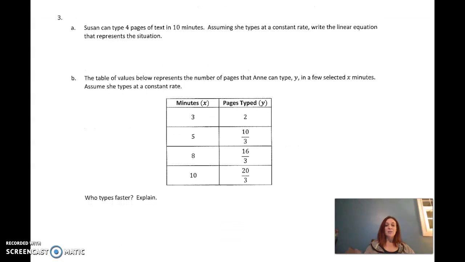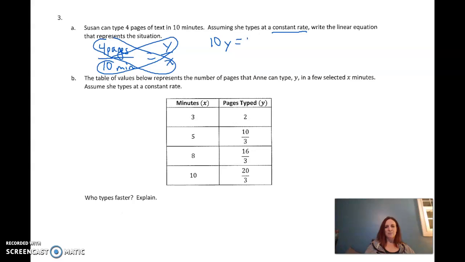All right, so Susan can type 4 pages of text in 10 minutes. Assuming she can type at that constant rate, that's important. Write a linear equation. Well, if we're writing linear equations, that's y over x. And remember, I'm going to put time on the bottom. So I want to go 4 pages in 10 minutes. And that's going to go with my y pages in x minutes. 10y equals 4x. This should all seem familiar, guys.